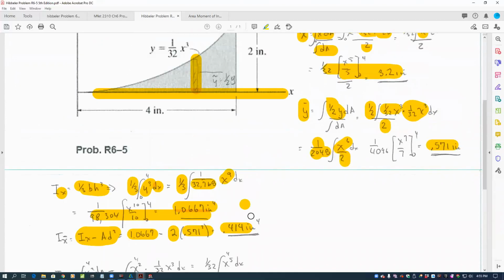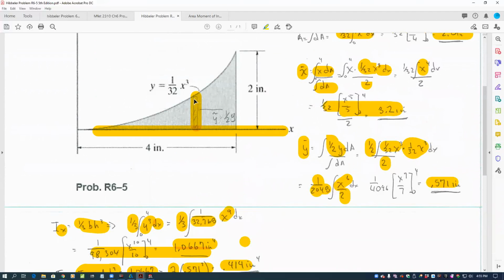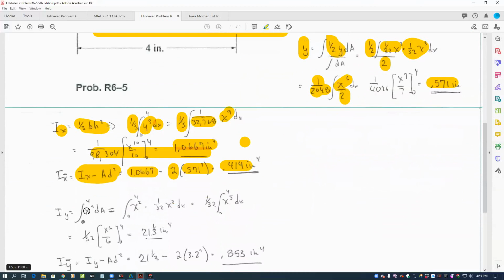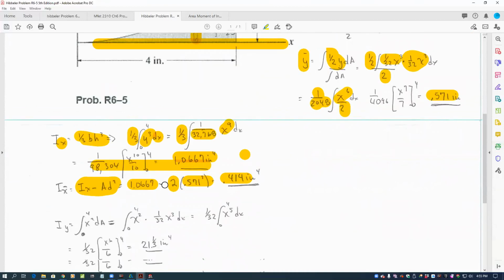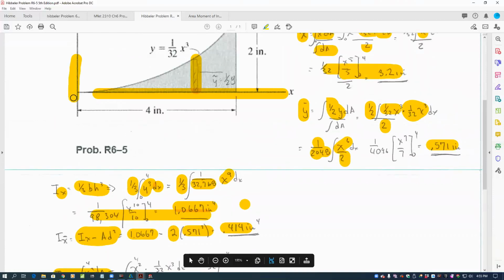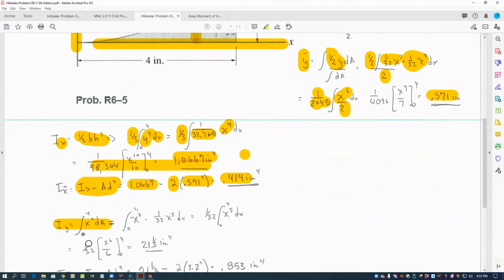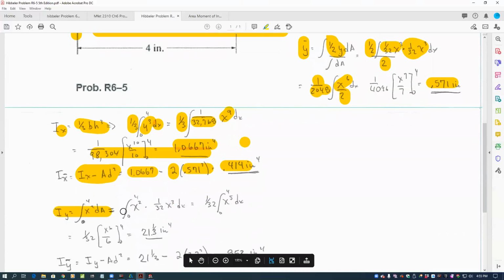Now, with a vertical element, we can just say all of these particles of the element have the same distance to y, and so we can just use x squared dA. Just as, if we had a horizontal element, we could use y squared dA in calculating the area moment of inertia with respect to the y-axis. We just use x squared dA, and then we'll move it to the centroid with, again, the parallel axis theorem. But again, we have x squared dA, x squared, and then dA is y dx, and y in terms of x is 1/32 x cubed dx.